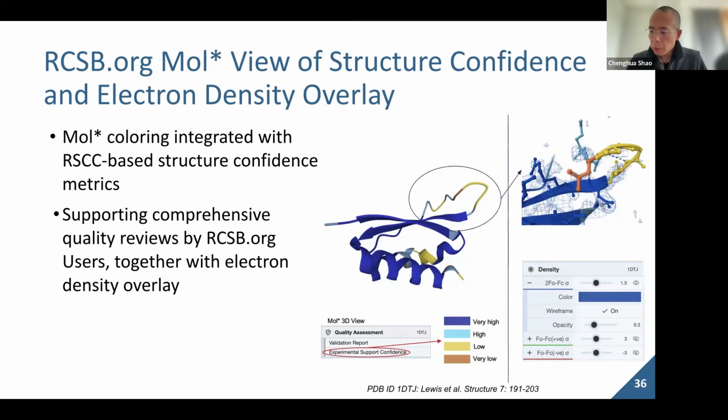The experimental confidence 3D view can be activated in Mol* by clicking this button just next to the validation report view. And it can be combined with the map model density overlay, where you can see here. The structure model is displayed in ribbon and the electron density map is displayed in the blue meshes. Here, 2FoFc is the commonly used map, and FoFc maps measure differences.